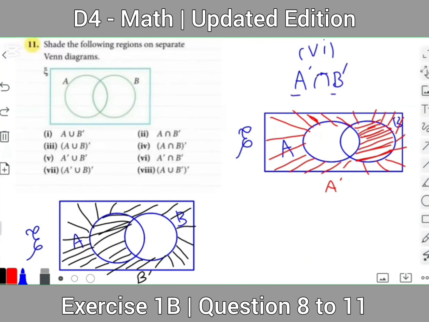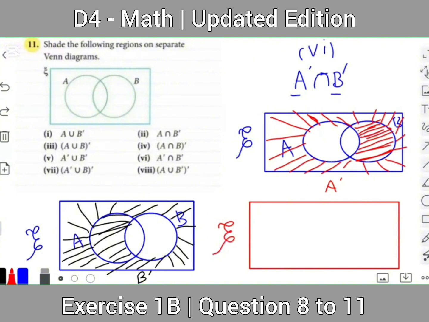Since in the part 5, we have found out this region for the A complement and B complement in the different Venn diagrams. So now we will draw a rectangle representing the universal set eta. Inside it, we will draw two overlapping circles for the sets A and B respectively.